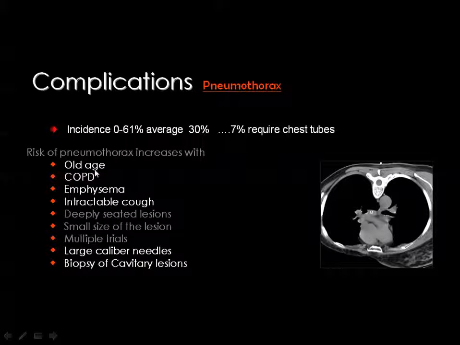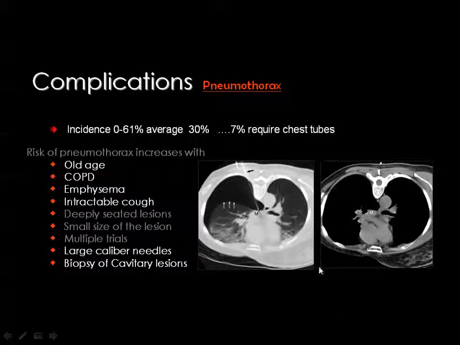Number one is old age. Number two, the presence of chronic obstructive pulmonary disease, and of course emphysema, and intractable cough. And the lesion is deeply seated. You see here, this is an example, you see this lymph node or mass which is present in the subcarinal area, and you want to hit this mass, you will go a long distance through the lung. And this is the needle, and you can see that the needle is actually hitting the lesion, but the patient developed a large amount of pneumothorax because you have a long pathway through the lung parenchyma until you reach the site of the lesion.